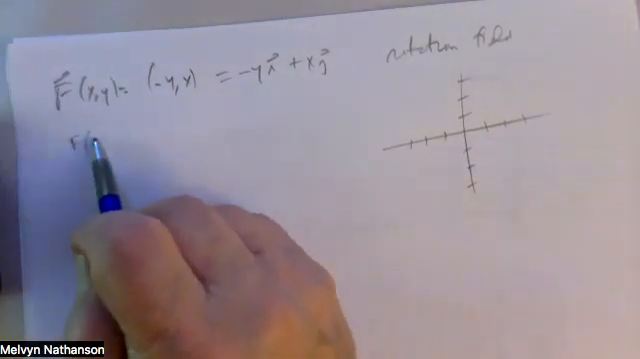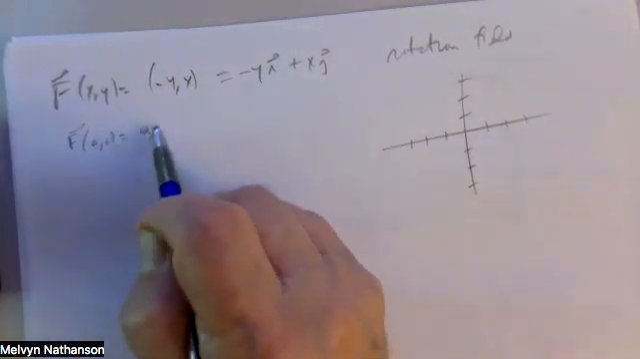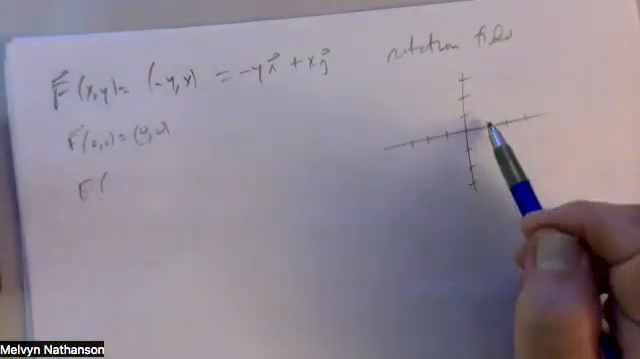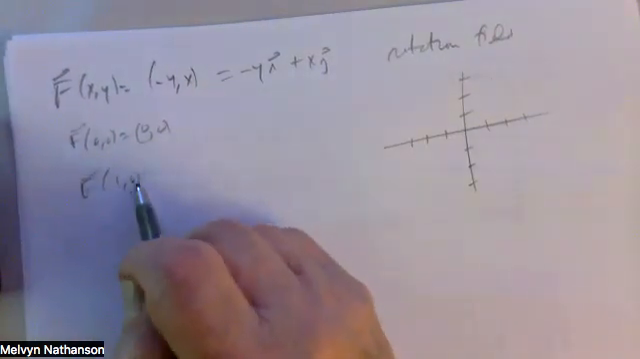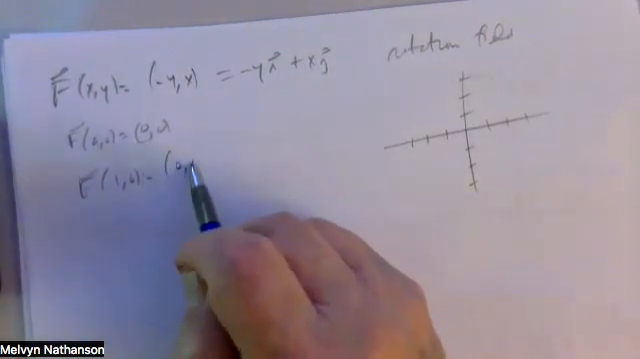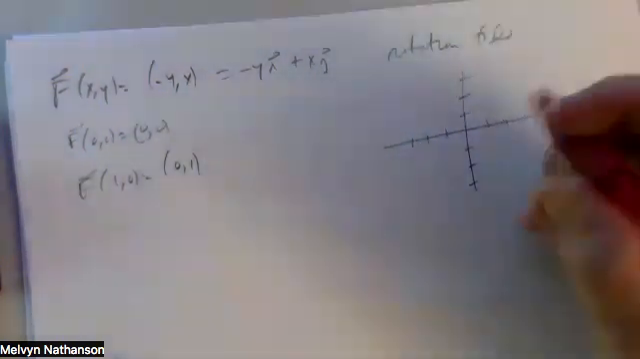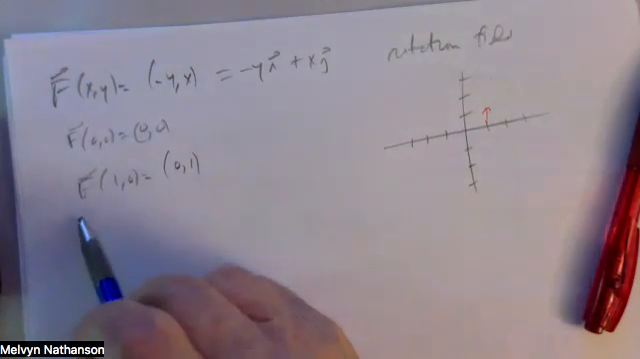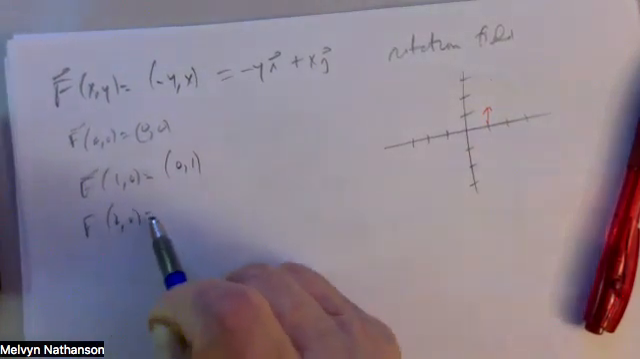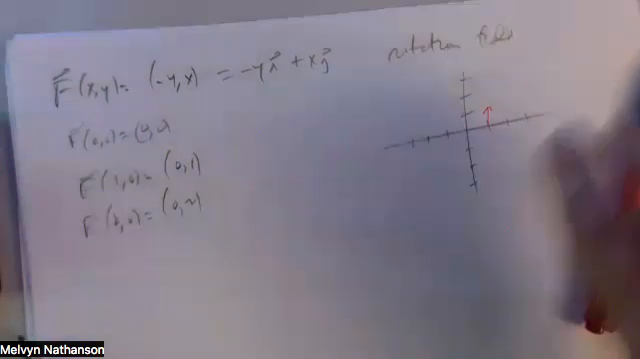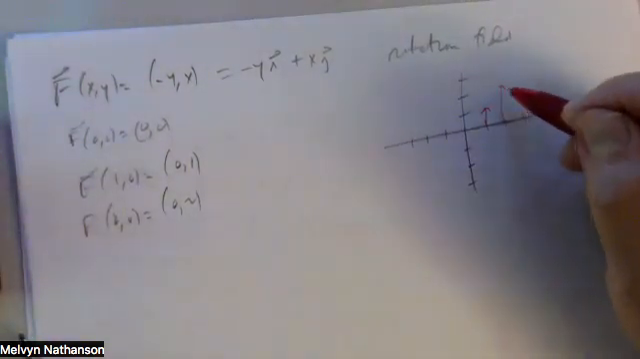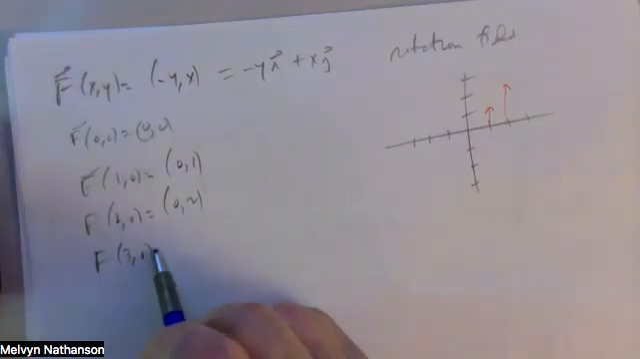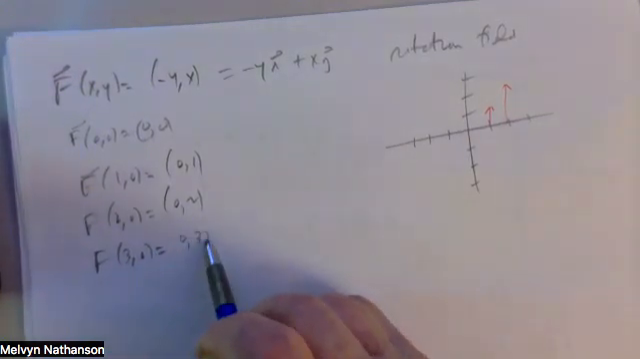So at the center, f of 0, 0 is just 0, 0. f of 1, 0 is 0, 1. So here, the vector is straight up. f of 2, 0 is 0, 2. f of 3, 0 is 0, 3.